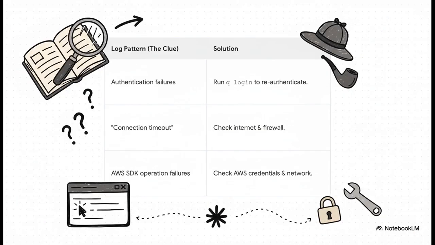Now these, on the other hand, are your actionable clues. If your chat.log is yelling about authentication failures, the solution is usually simple. Your credentials probably expired, so just run q login. See a connection timeout? That's pointing you straight to a network issue. These are the open and shut cases you can solve right on the spot.